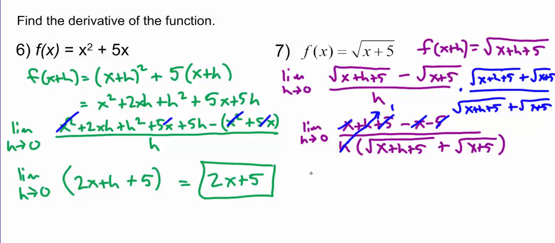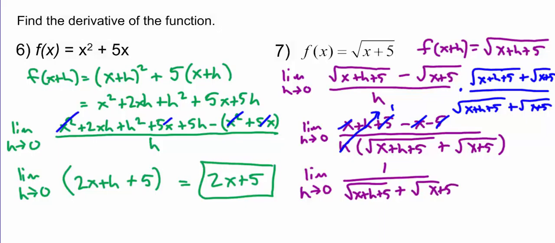So what I really have here is the limit as h approaches 0 of 1 over the square root of x plus h plus 5 plus the square root of x plus 5.